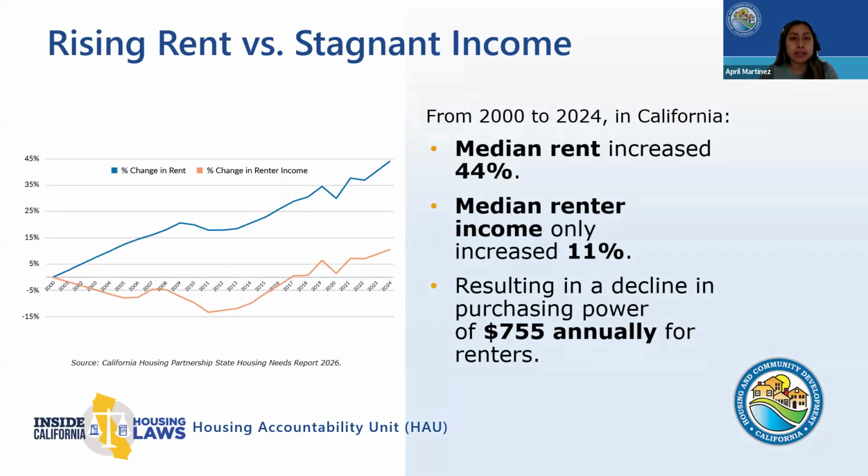Now, I'll share a bit about rising rent compared to stagnant income we see among renters. Considering the impact of loss of affordable housing in California, we are observing that since 2000, median rent has increased by 44%. This is roughly around $7,712 in annual median rent, while median renter's household income has only increased by 11%, around $6,958 in annual median income. This trend results in a $755 annual loss in renters' purchasing power.